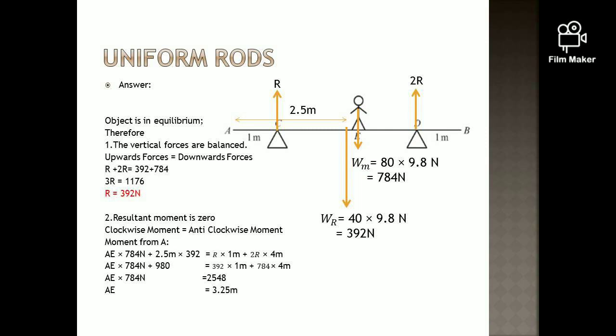We know that since the object is in equilibrium, if you consider the vertical equilibrium, upward forces equal downward forces. What are the upward forces? R plus 2R, that is 3R, equals 392 plus 784, the sum of the downward forces. If you work it out, you get 3R equals 1176, so R is 392 newtons. Now you know the values for R and 2R. R would be 392 and 2R would be twice that.